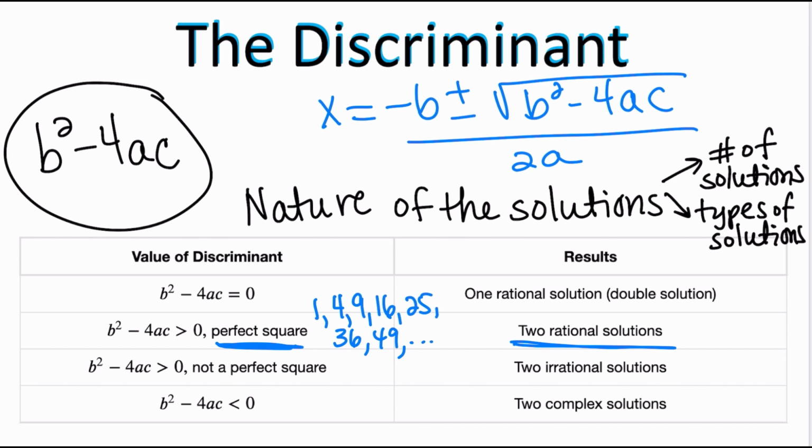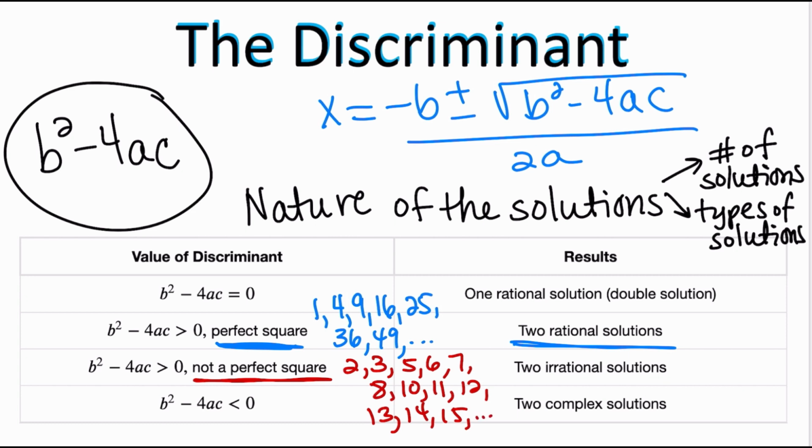If instead we end up with a positive number, but that number is not a perfect square. So what numbers are not perfect squares? Every other number other than 1, 4, 9, 16. So for example, 2, 3, 5, 6, 7, 8, 10, 11, 12, 13, 14, 15, and so on. If you end up with any of those numbers that are not perfect squares, then you're going to end up with two real irrational solutions.